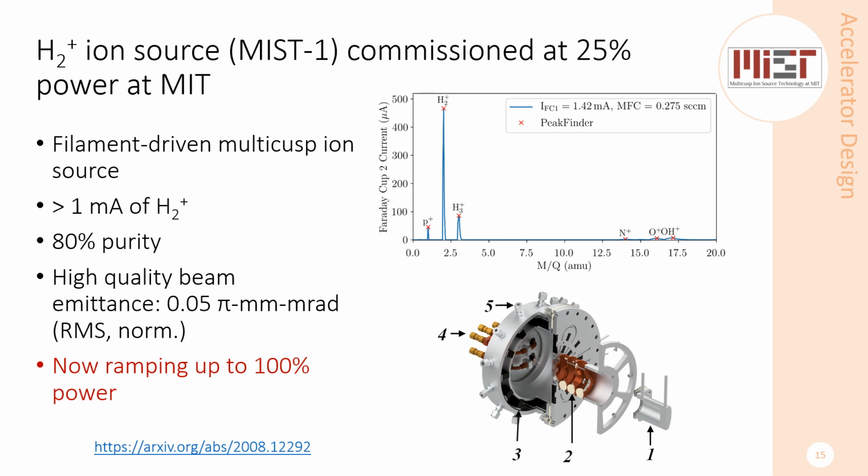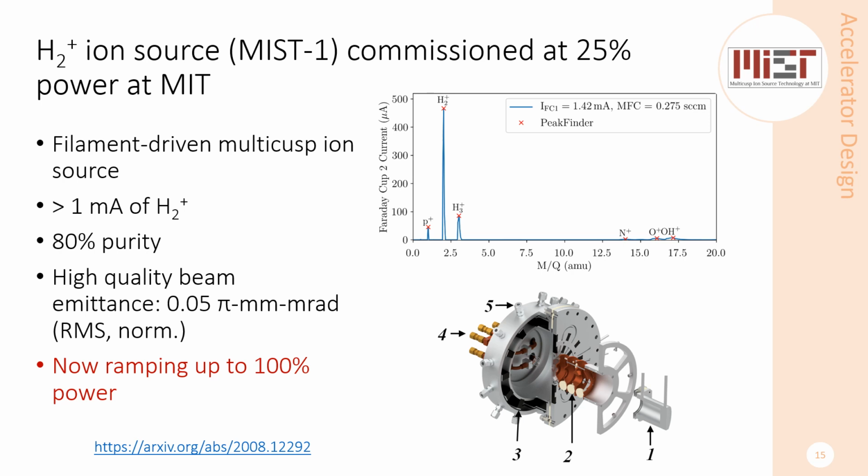Now, this H2+ beam has to be produced somewhere, of course, and for this we have built a new filament-driven multicusp ion source called MIST-1 at MIT. We have recently commissioned the ion source at 25% power, and I'm listing some highlights of the commissioning process here. We've seen over a milliamp of H2+ beam. We have seen a fraction of H2+ of over 80%.